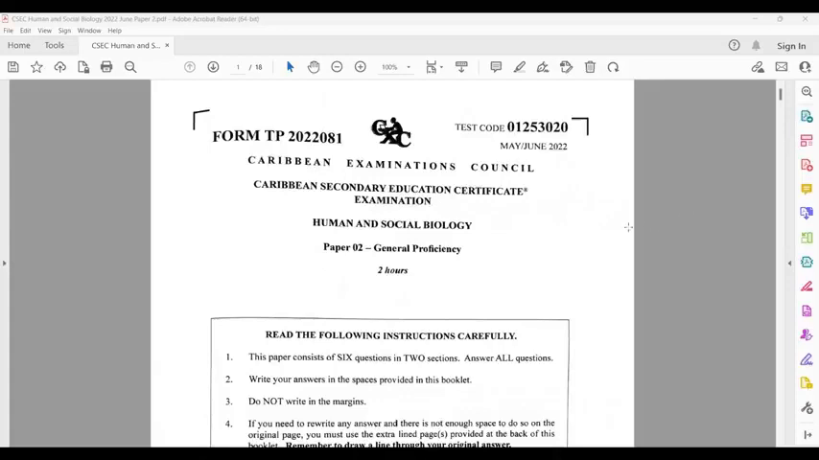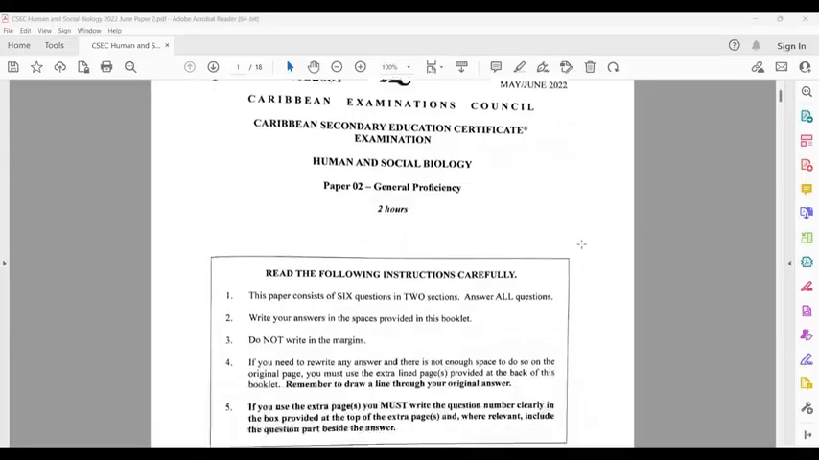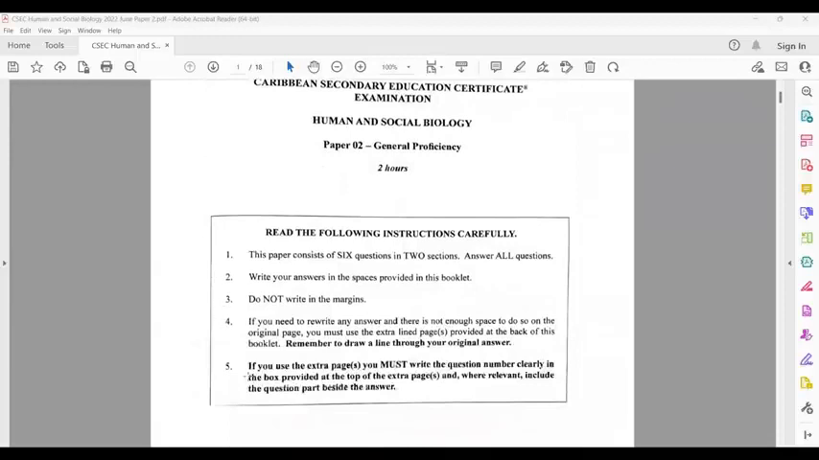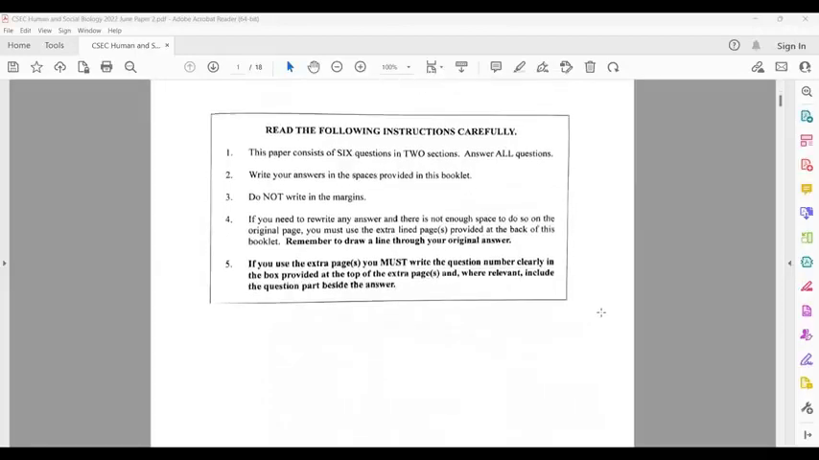June 2022, Human and Social Biology Paper 2. It starts off in its very usual way with its customary instructions. Candidates are to do all questions, and the questions are broken up in 2 sections. 2 hours to do each question. That gives approximately 20 minutes a question.